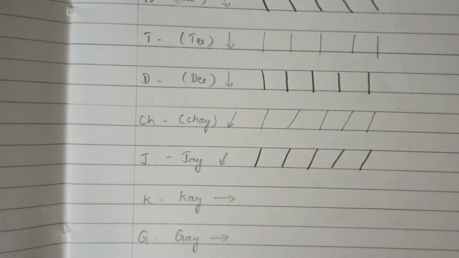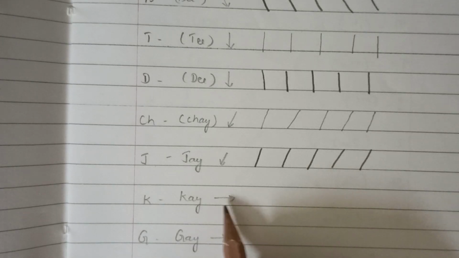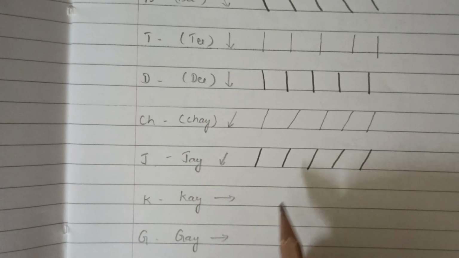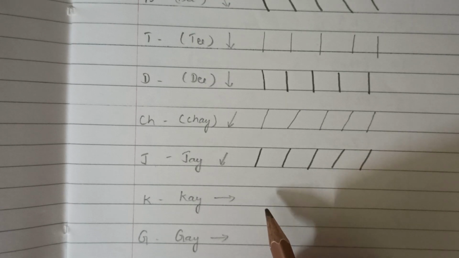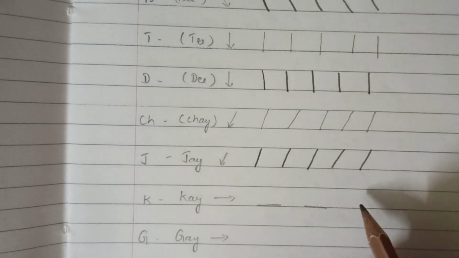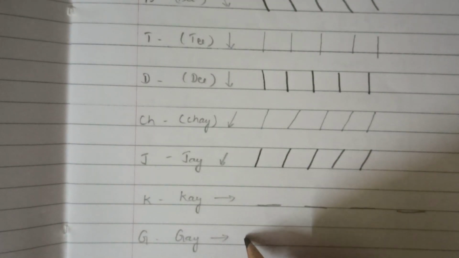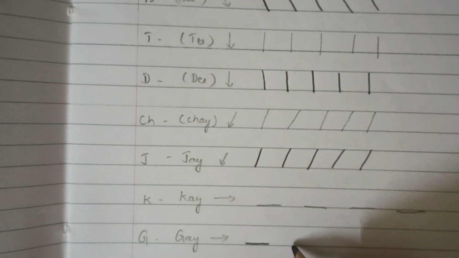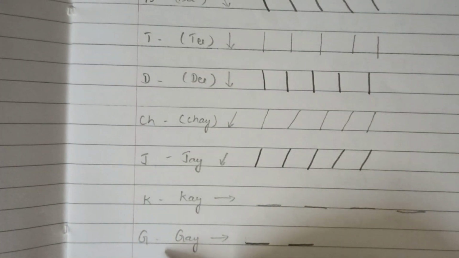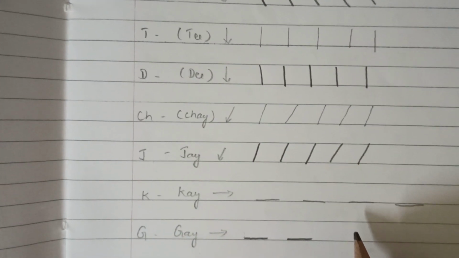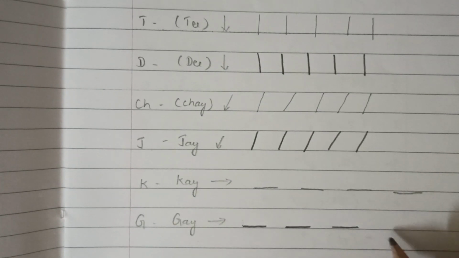Next comes the horizontal stroke, which we write as shown here, from left to right. So K is a straight horizontal stroke, a light stroke. K. And the dark shade is G. Actually, the letter is G, but the sound we say is G. So these are all the straight strokes. Now we shall start with the curves.